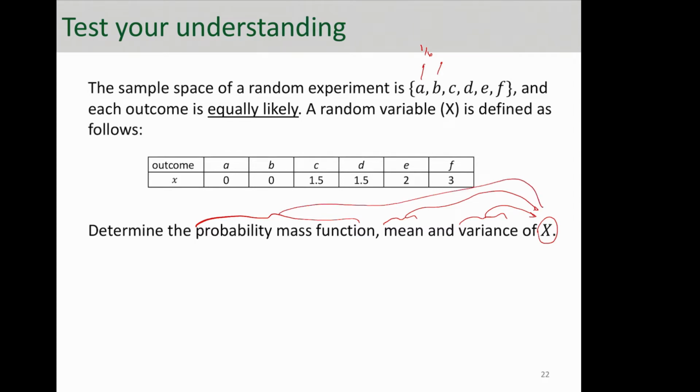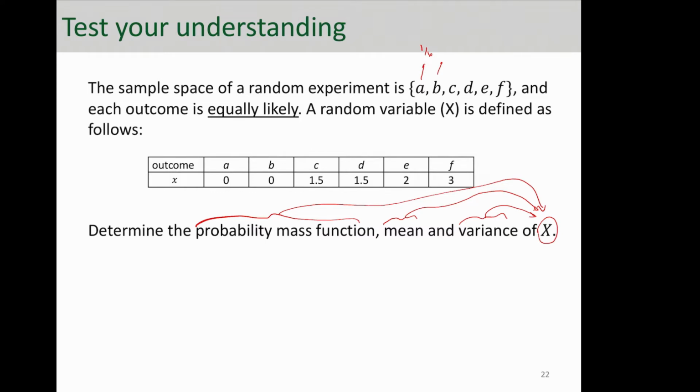And I'm emphasizing this because it's a very common mistake to say that the probability mass function of x is equal to 1 over 6, because the probability of all these outcomes is 1 over 6. But that's not true. The probability of each outcome is 1 over 6, but x is different. X is defined as a random variable that can get these 4 different values: 0, 1.5, 2, and 3. And we are developing the PMF for x.